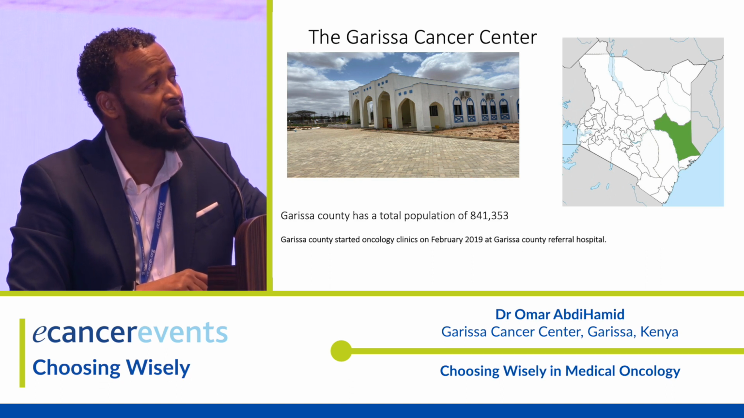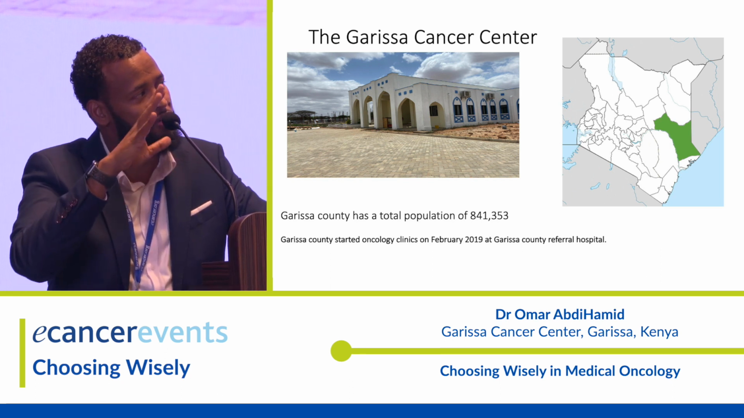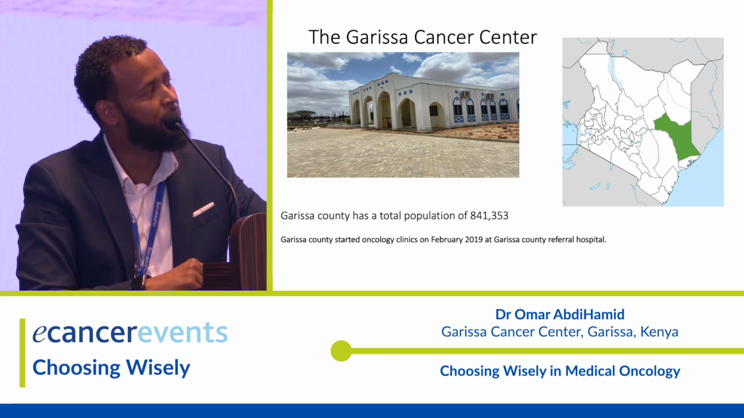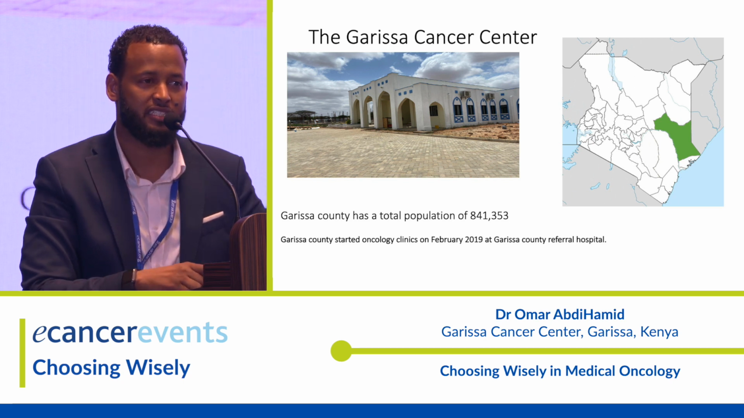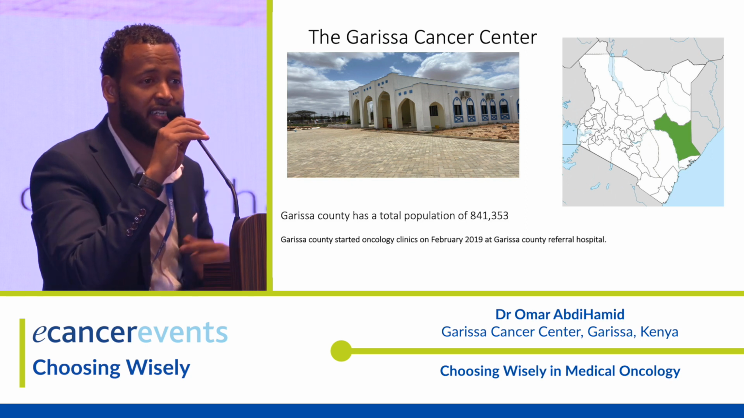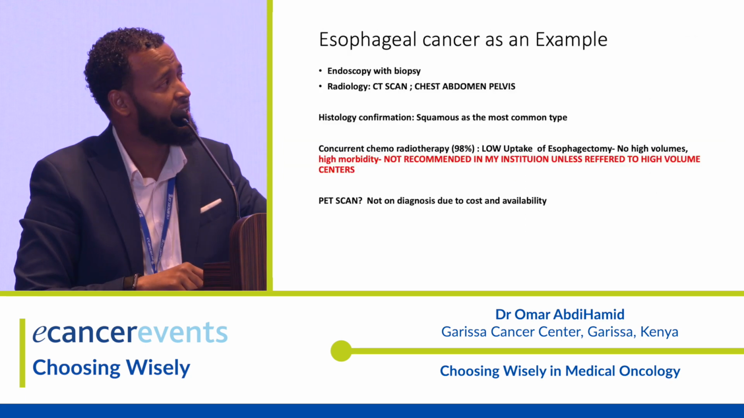That is the map of Kenya. It's in the northeast part, with a population of around 840,000 people. And this center was started in 2019. Before that, there was no center in this part of Kenya.